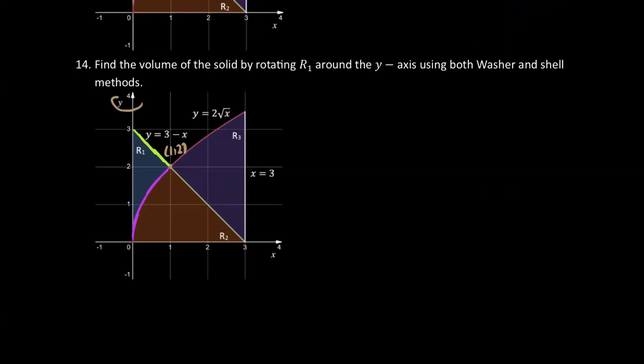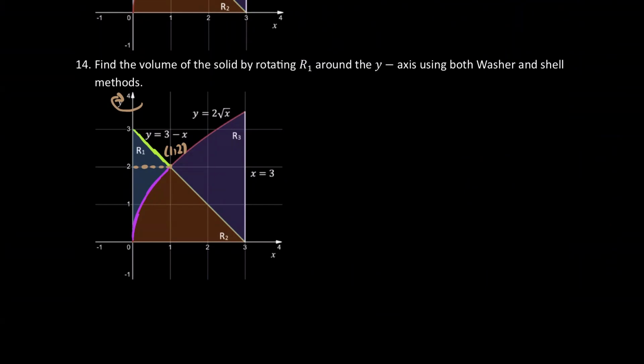Around the y-axis. Okay, so this time all the disks are going to be the horizontal kind, right? So we're going to have two pieces, okay? And this time we are actually doing the disk method. Notice that there is no gap between the region and the axis of rotation.